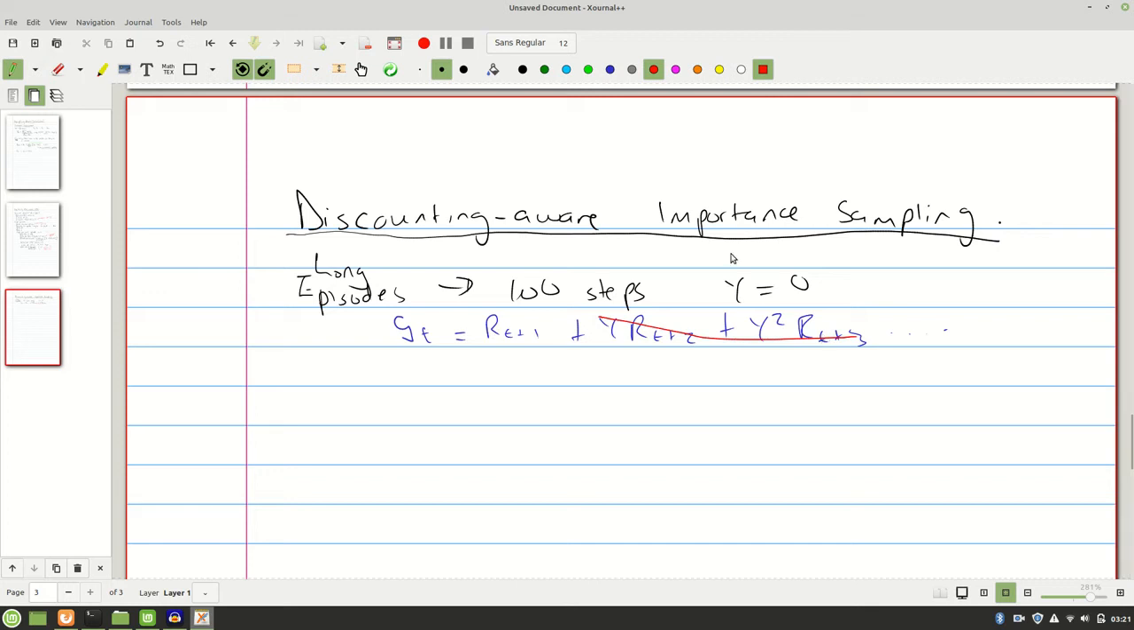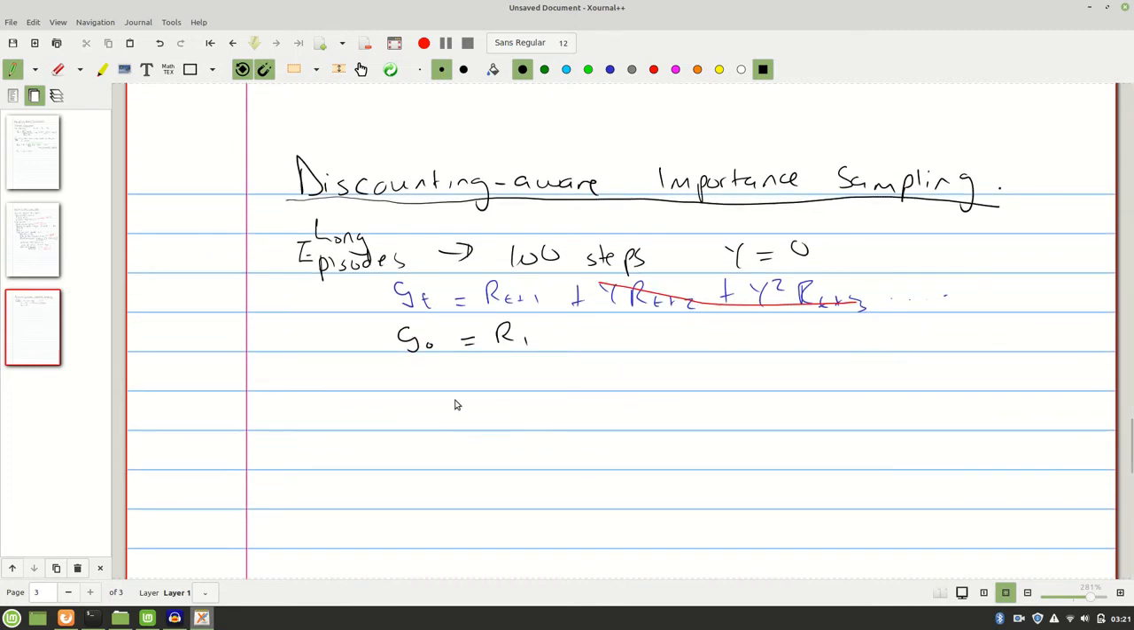Given this scenario that I just described, let's look at the return for time step 0, G0. This will just be equal to R1, because we don't care about all these future rewards since our gamma is 0. But now, since we're doing importance sampling, we're weighing our returns by the importance sampling ratio. So in this example, let's look at what this weight, this ratio, looks like.